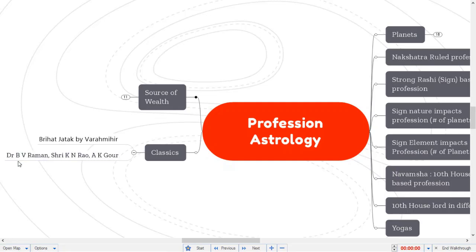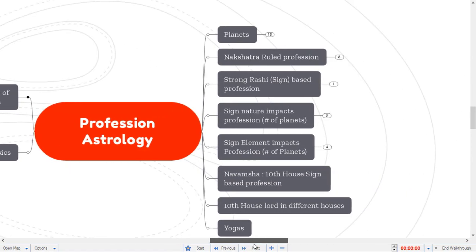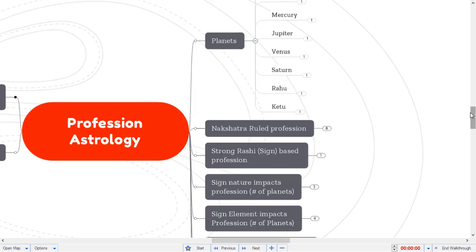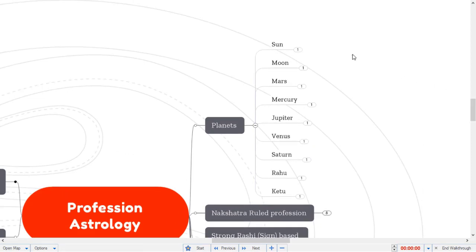Some of the research on this subject has been done by Dr. B.V. Raman, Sri K.N. Rao sir, and Sri A.K. Gorji. Definitely these people are pioneers, and they have published many research papers and encourage more research. So let's go into slightly more detail when we talk about the planets. I'm going to cover the planets in more detail, but the rest of the topics I'm going to skim through very quickly. The planets, as you know, are nine, and let's start with Sun.